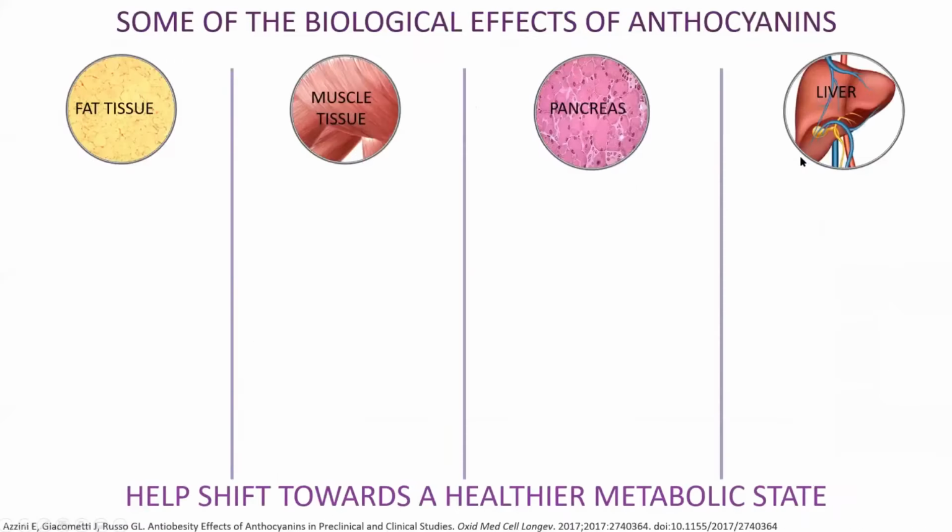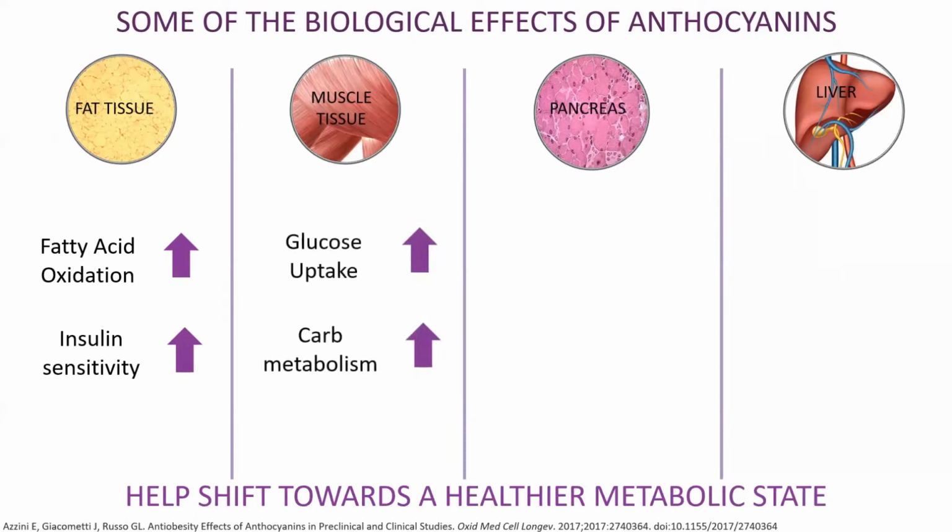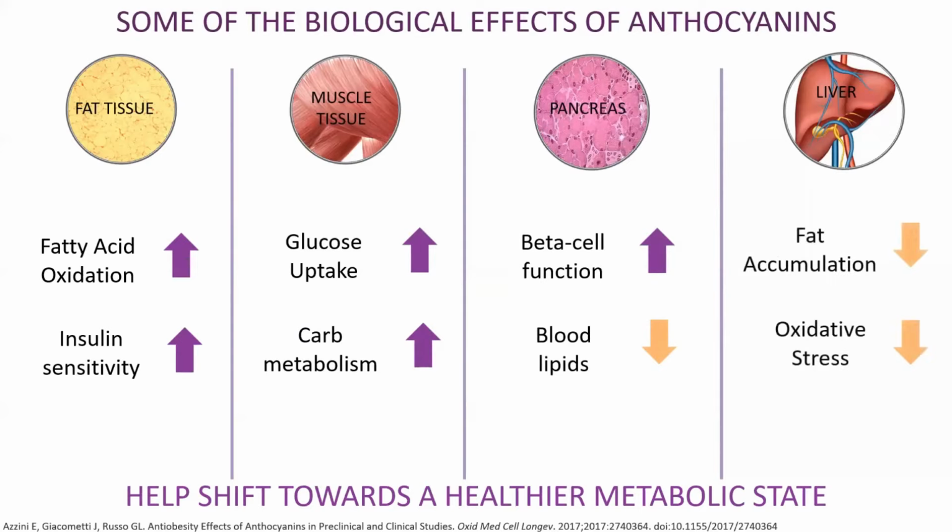So we started to look at the literature and see, are there other studies showing that anthocyanins impact metabolic health? And indeed, we did find lots of studies that showed that, for example, an anthocyanin-rich diet increases fatty acid oxidation. That's good. Insulin sensitivity. These are indicators of metabolic health. Glucose uptake and carbohydrate metabolism in the muscle was up. This is good, right? Now your dashboard is good. There aren't any red lights on it yet. The pancreas, beta cell function, blood lipids down. This is great. And the liver also, all positive signs.